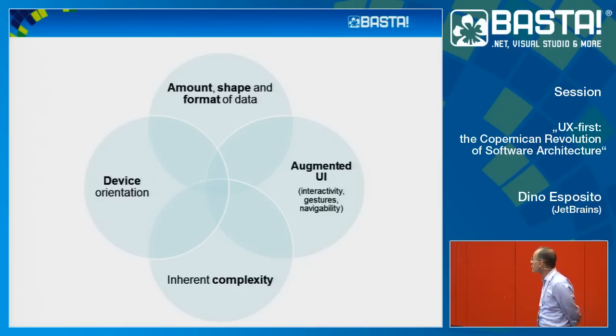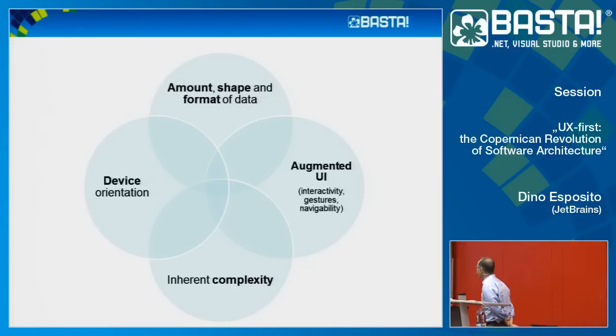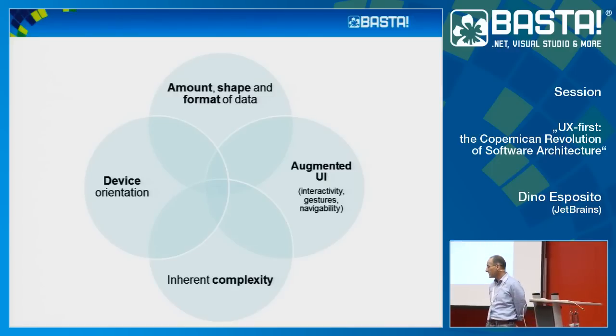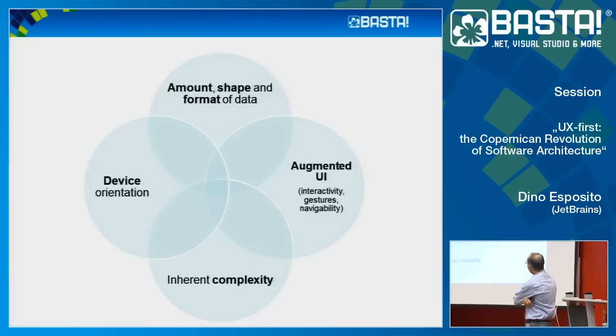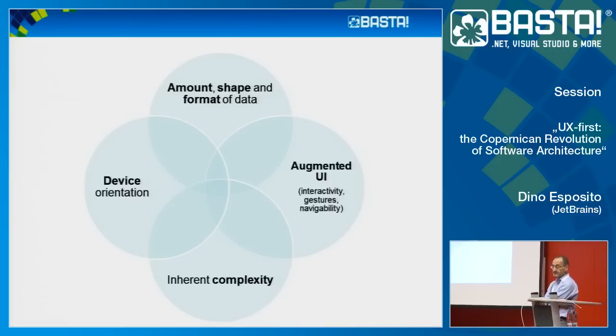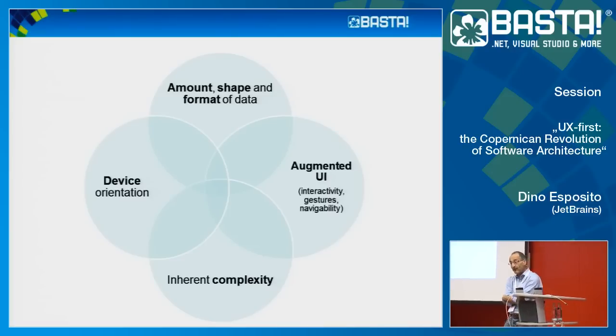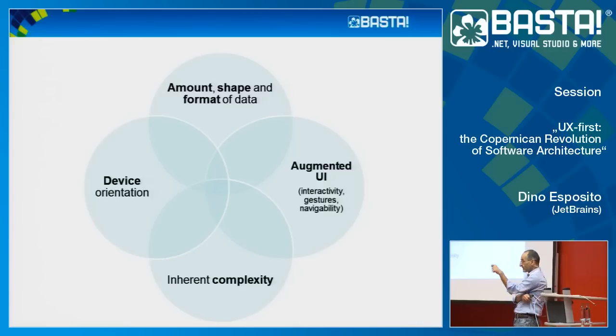Now, what do we have in this different world, why is this world different? Well, I think that overall, I can identify four blocks, four pillars sustaining the world. The amount of data, the shape of data, the format of data, and this is one. Device orientation is meant to be the attention that we have to put, because our systems, no matter the type of system, are going to be consumed in one way or another through a variety of different devices.